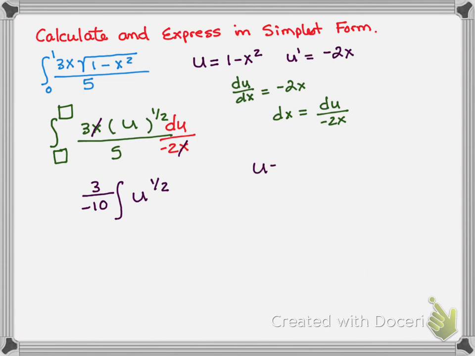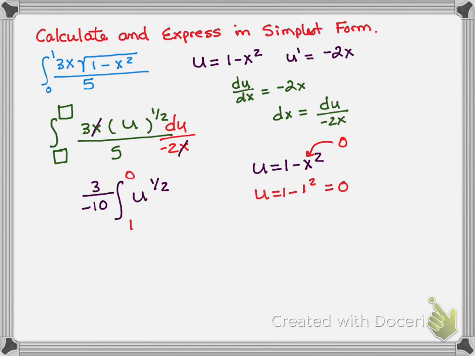So since u equals 1 minus x squared, then x will, for the lower limit, be 0. Well, 1 minus 0 squared is 1. And for the upper limit, we'll have u equals 1 minus 1 squared. And that's going to equal 0. So that will be our upper limit.